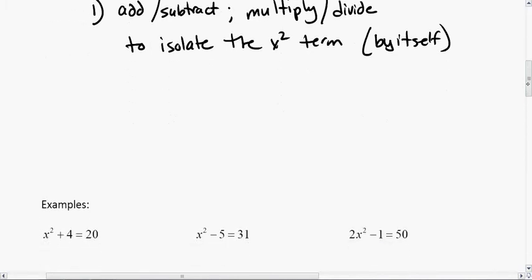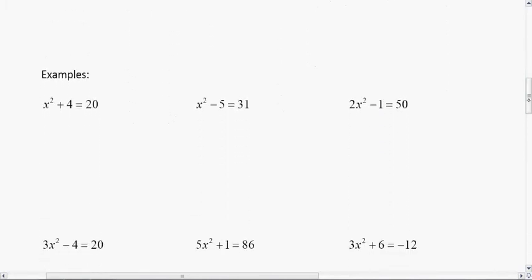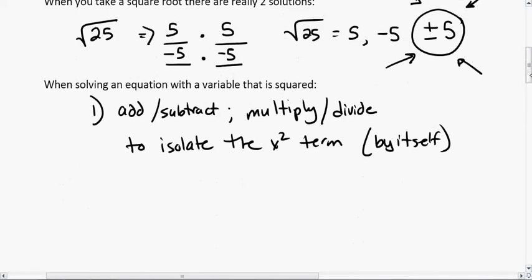So if I'm looking down here for just a minute, in this first example, x squared plus 4 equals 20, I want to get the x squared term all by itself. That means I'd have to subtract 4 from both sides of the equation to do that. If I subtract 4, I'm going to be left with just x squared on the left and a 16 on the right. So that's what I mean by step 1: add, subtract, multiply, or divide to isolate the x squared term, to get it by itself.